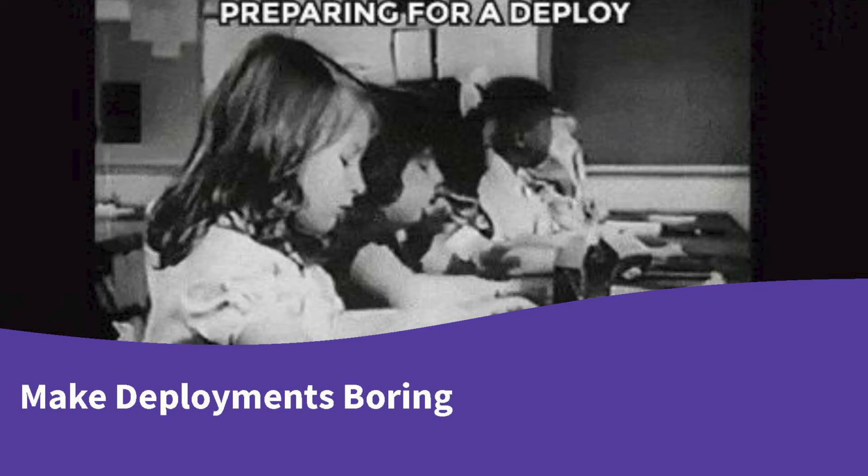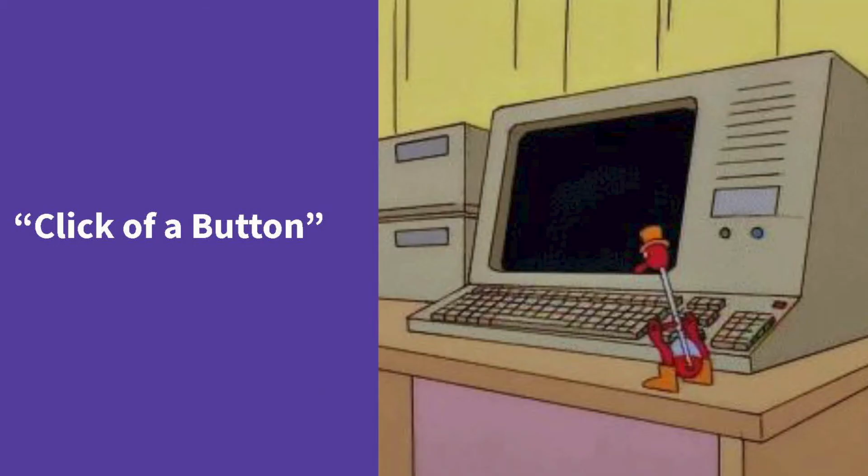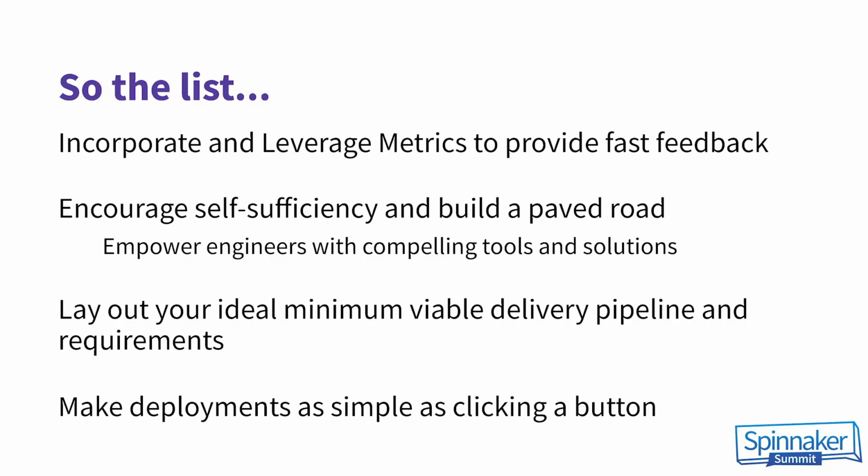Essentially, make your deployments boring. You don't want to have deployments look like this, and I know because I've been on this side where you hit that restart on the JBoss server at 1 in the morning, and you're like, oh, I just want to go to bed, and it just comes up with a giant stack trace, right, back in the day. So make your deployments boring. Essentially, make them a click of a button. So let's recap. Incorporate and leverage metrics. Encourage and build self-sufficiency with paved road pipelines. Lay out your minimum viable pipelines and make deployments a click of a button.